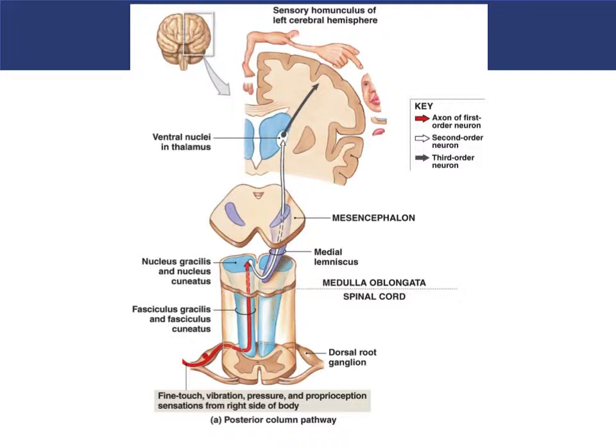Then it comes on up through the mesencephalon and goes up to the ventral nuclei of the thalamus. And remember, almost all sensory input into our brain has a way stop in the thalamus. And then this is the third nerve in the chain. So this is a first order neuron, second order neuron, third order neuron, which actually takes the information up to the brain. And this column here in the spinal cord is called a posterior column.